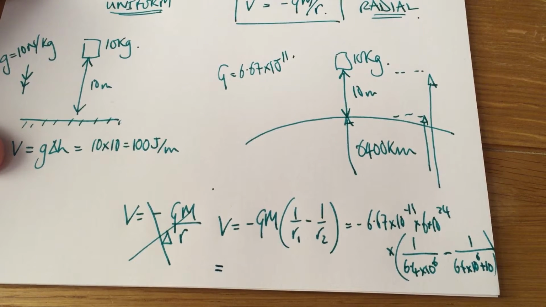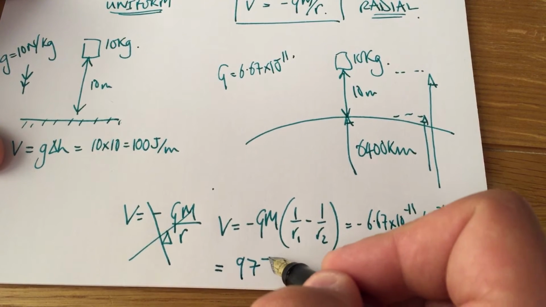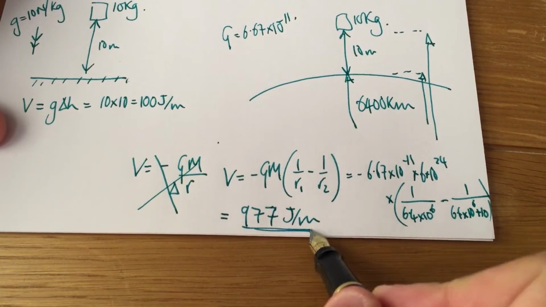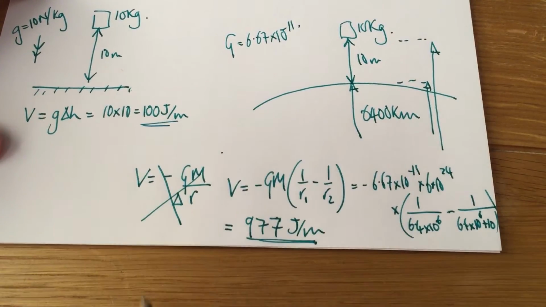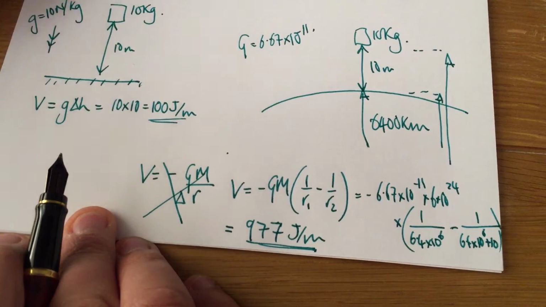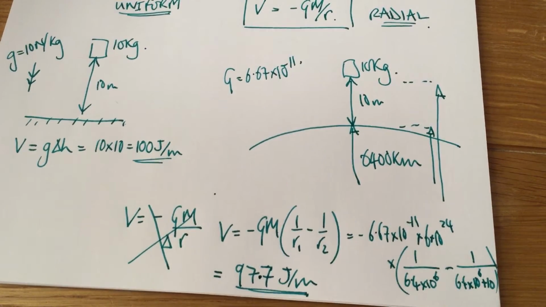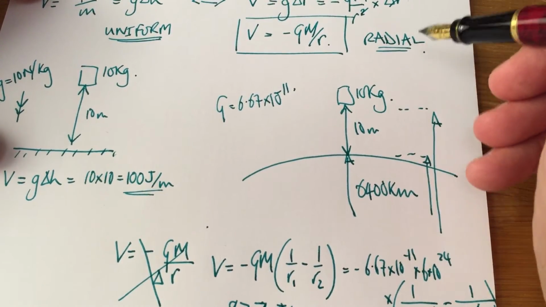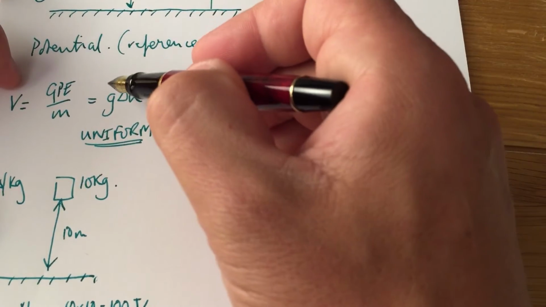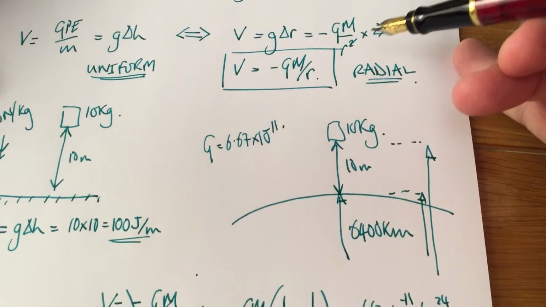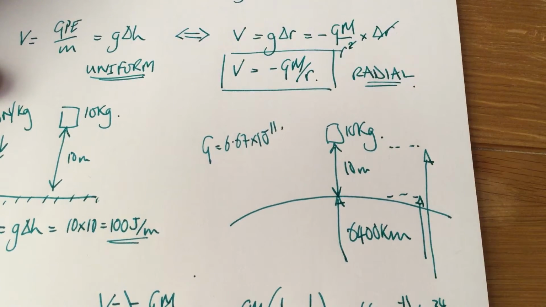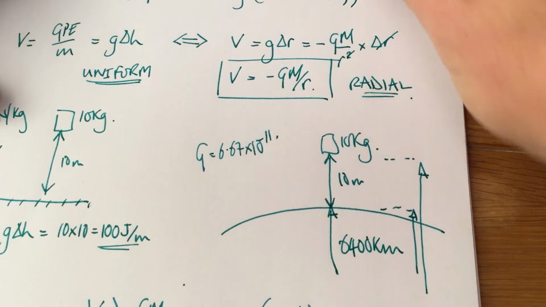Once you plug it all in, the change in GP gives me 99.7 joules per metre, and I hope you can agree that they're in quite good agreement. So from here on out we're looking at radial fields, and hopefully the GCSE knowledge is actually being matched by the potential in radial fields. So let's take a look a little bit more clearly at some examples.